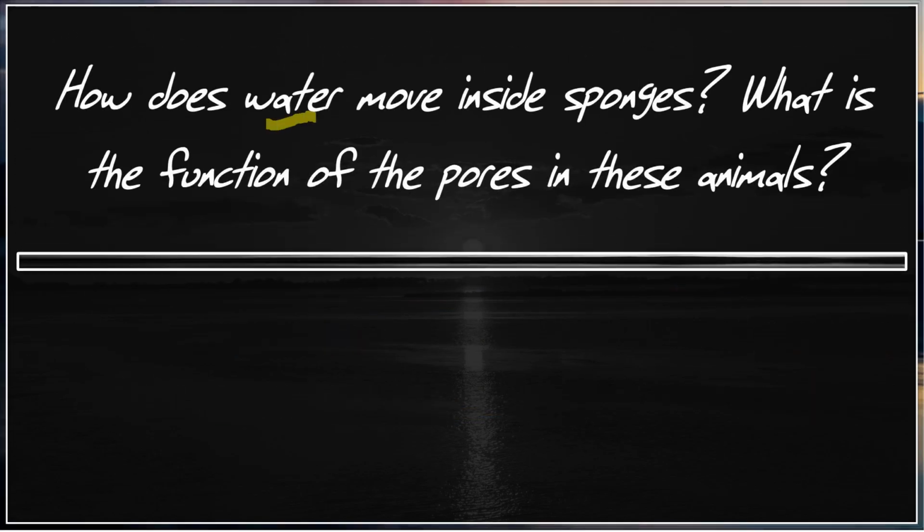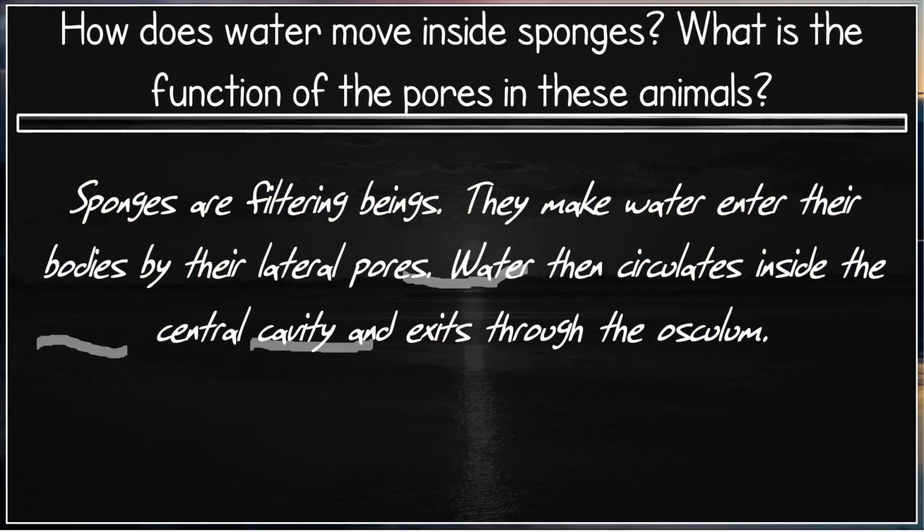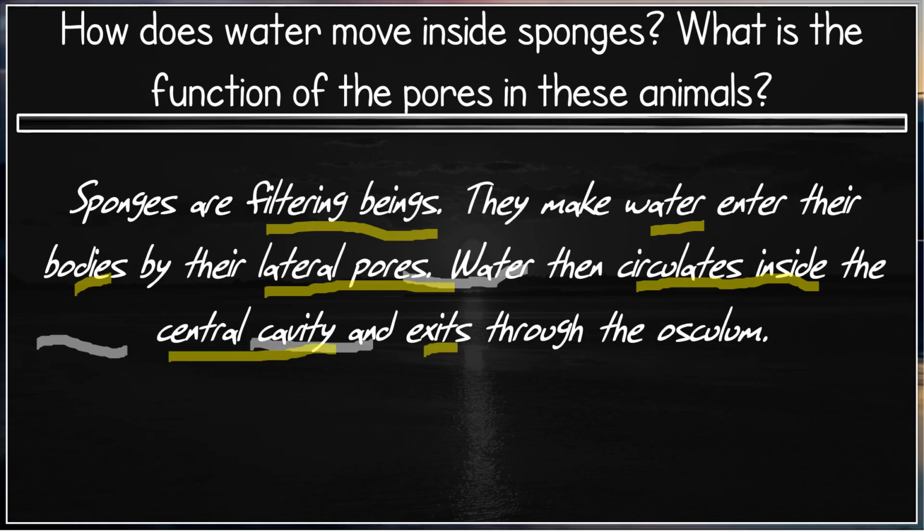How does water move inside sponges? What is the function of pores in these animals? Sponges are filtering beings. They make water enter their bodies by their lateral pores. The water then circulates inside the central cavity and exits through the osculum.